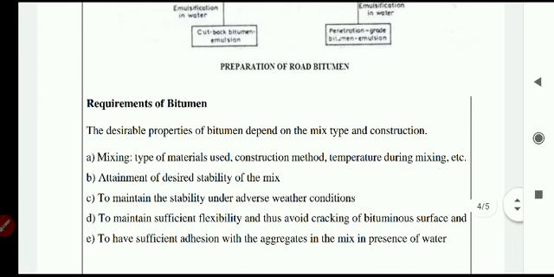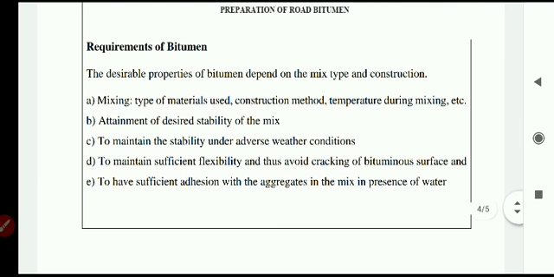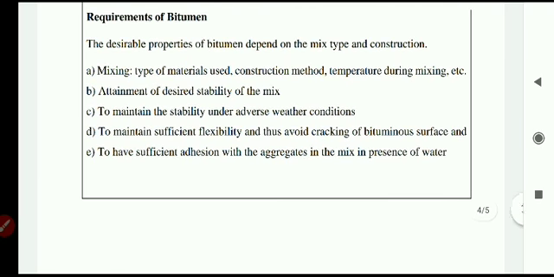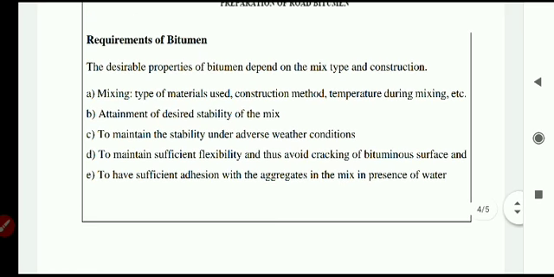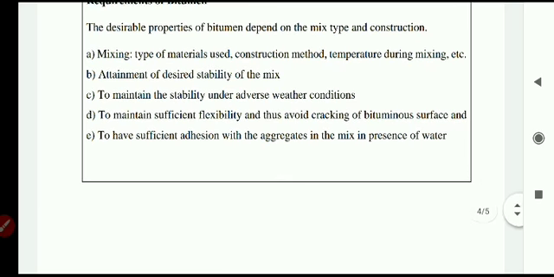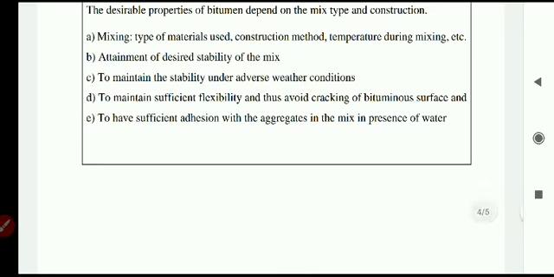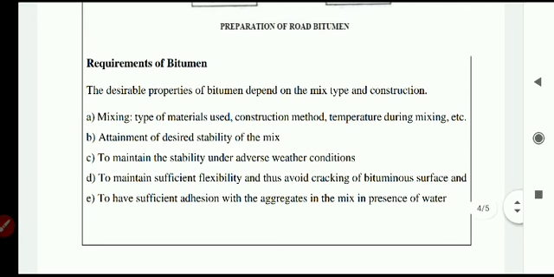And last, we have the requirements of bitumen. The desirable properties of bitumen depend upon the mix type and the construction: type of material used, construction method, and temperature during mixing. Okay. Attainment of desired stability of the mix, maintaining stability under adverse weather conditions, maintaining sufficient flexibility and thus avoiding cracking of the bituminous surface, and having sufficient adhesion with aggregates in the mix in the presence of water.